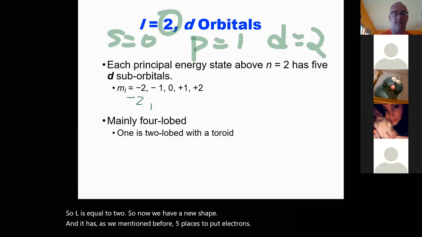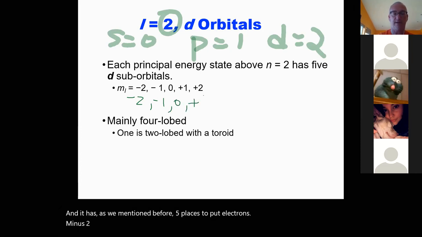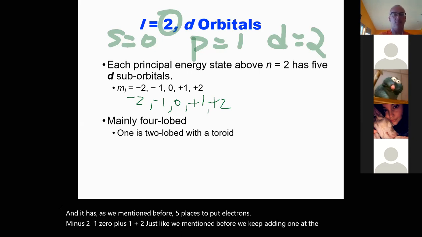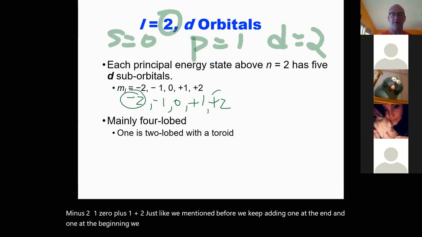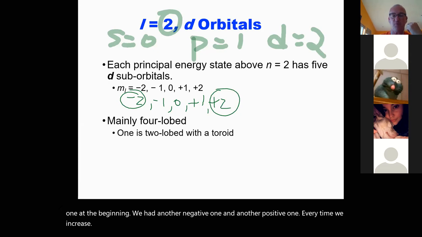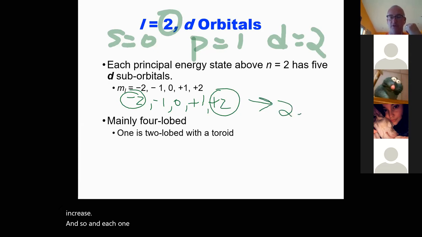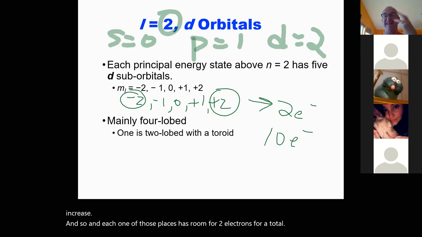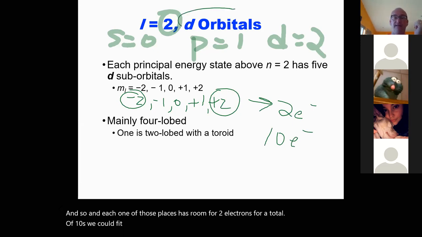Minus 2, minus 1, 0, plus 1, plus 2, just like we mentioned before. We keep adding one at the end and one at the beginning. We add another negative one and another positive one every time we increase. And each one of those places has room for 2 electrons for a total of 10. So we can fit 10 electrons in a D orbital. And it is the next one up in energy.